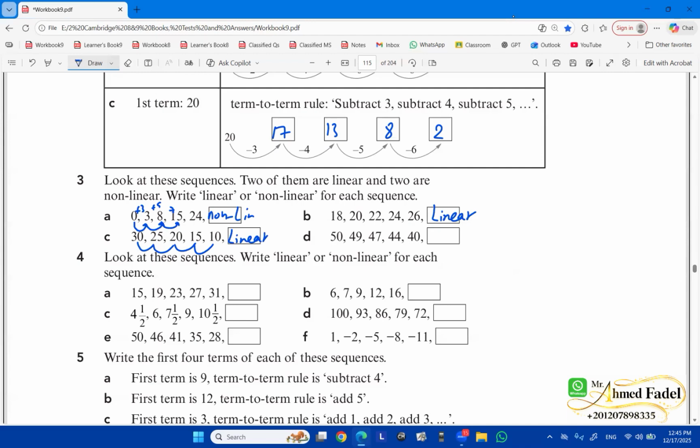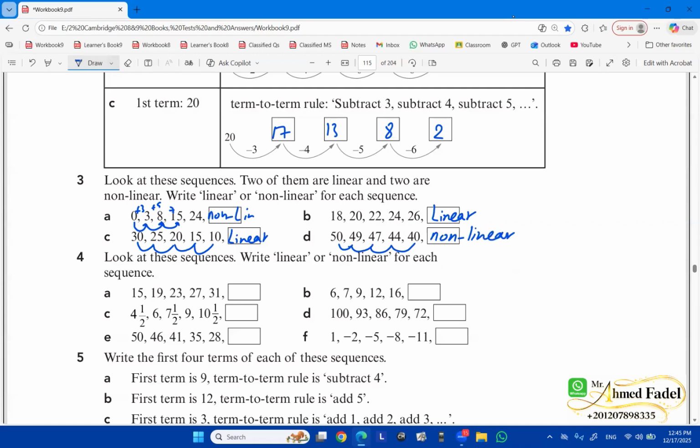While in the next one, and the last one over here, we minused 1, then we subtracted 2, then we subtracted 3, then we subtracted 4. Now the same thing is not happening every term. So we call this non-linear.